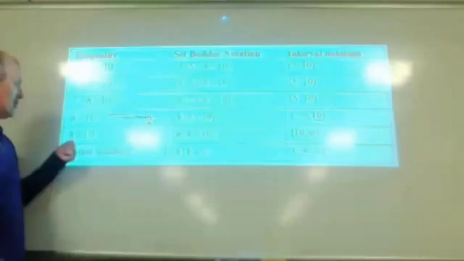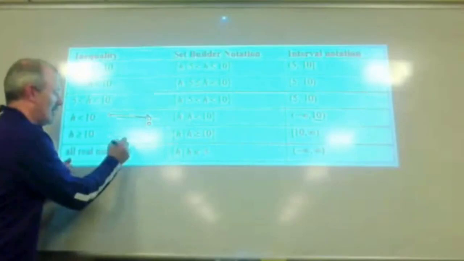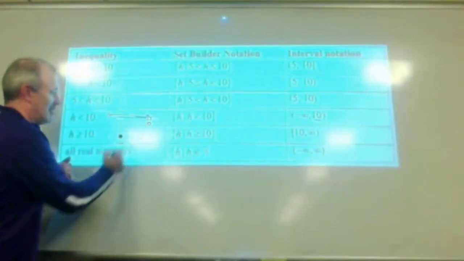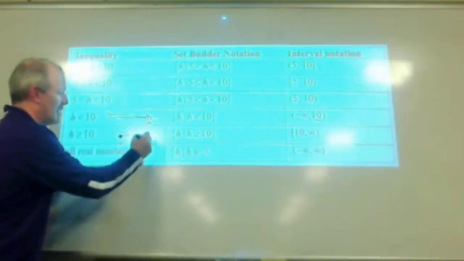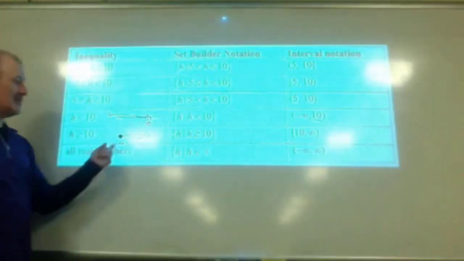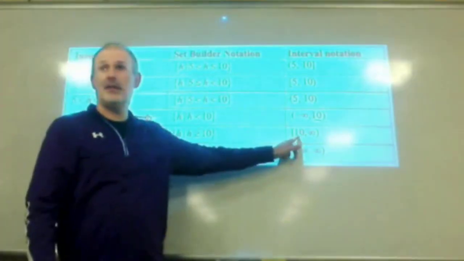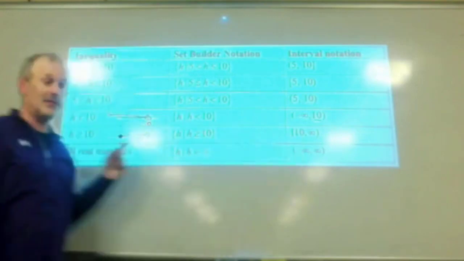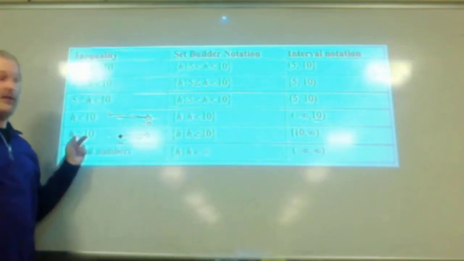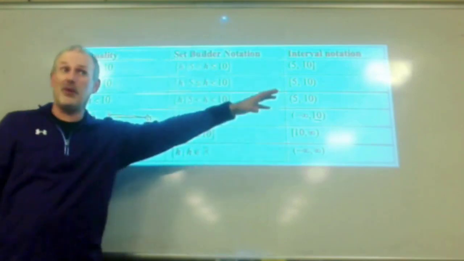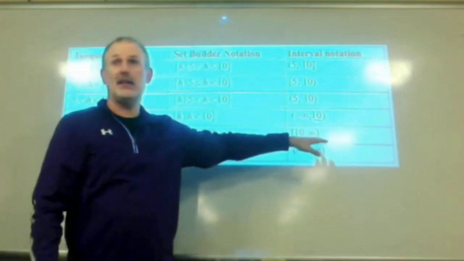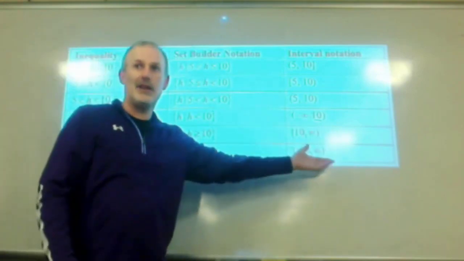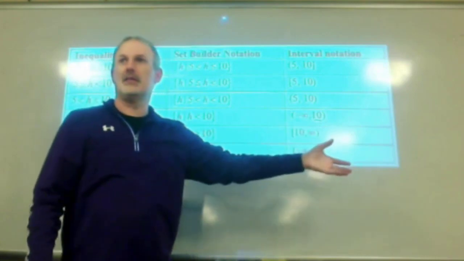Notice this one. 10 is the boundary right here, a closed circle, which is why they call it a closed interval. And this one's going to the right. So this time 10 is the lower boundary. It gets a bracket because it's or equal to, and then it goes forever to the right. The way we represent that is infinity. And again, infinities always get parentheses, every time.